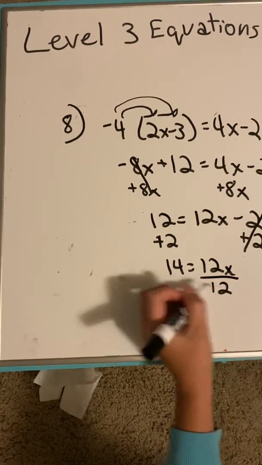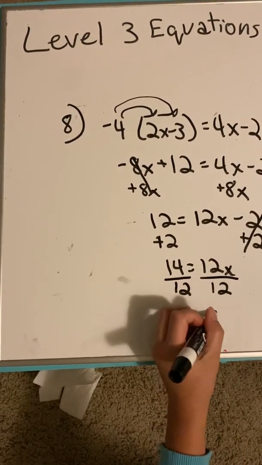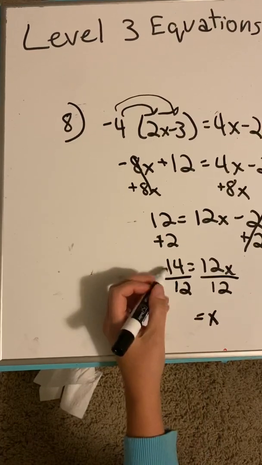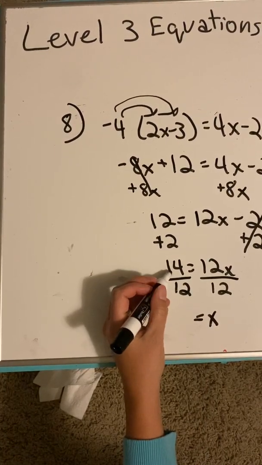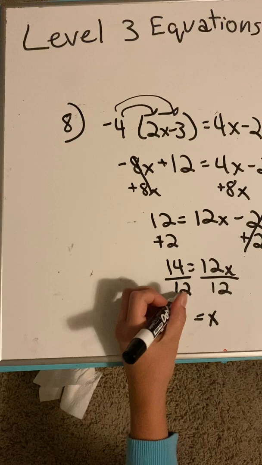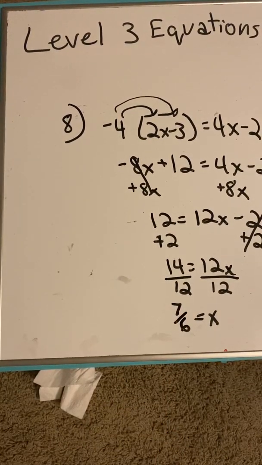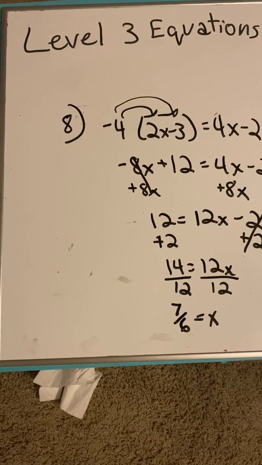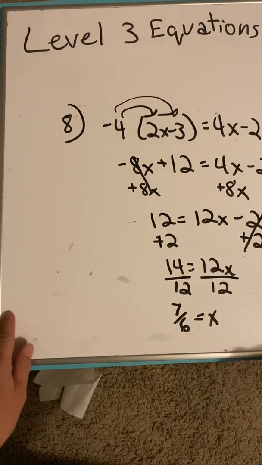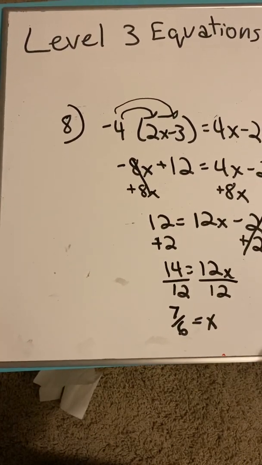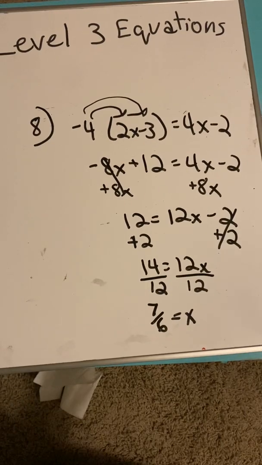Divide by what's in front of x, so we're going to divide by 12, so x equals, that we can reduce. 2 goes into 14 7 times, 2 goes into 12 6 times, so it's either 7/6, or if you made that a mixed number, it's 1 and 1/6. So that is level 3 equations. There we go.